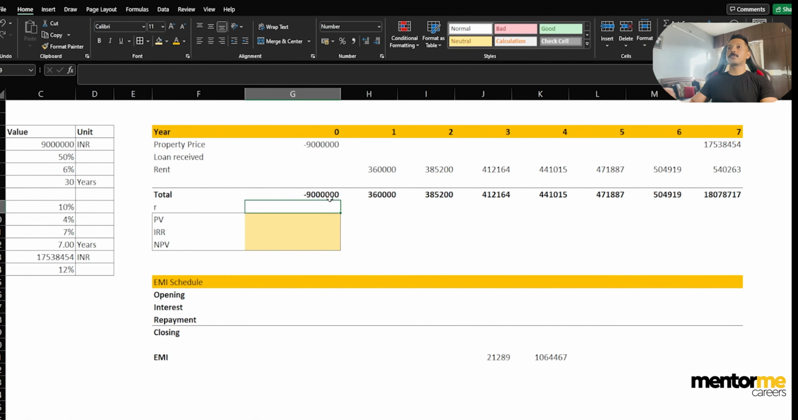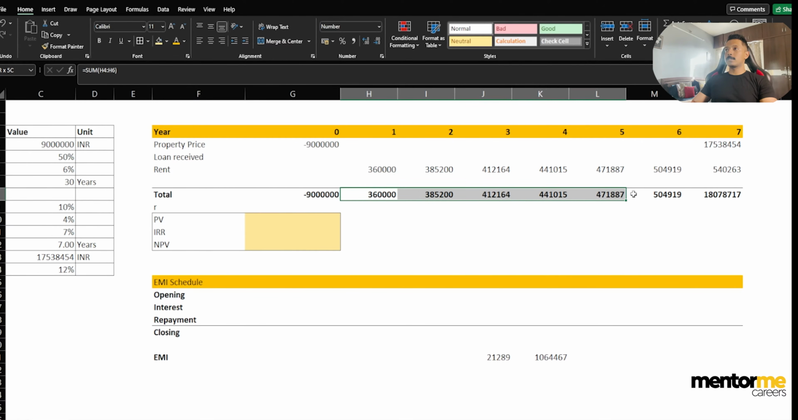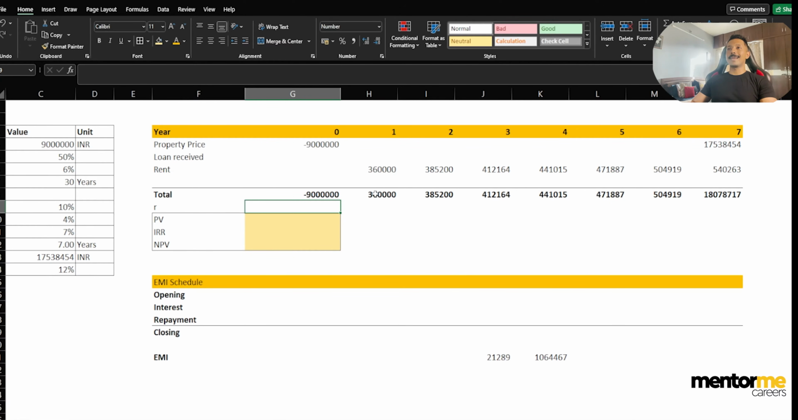So we want to find out the worth of all of these cash flows today. How do I get these values to today? We are sitting here, in 2022, in the G column. Now, these cash flows are happening in subsequent years: 2023, 24, 25, 26, 27, 28, 29. From each of these years, I want to bring it back to year 0. Now, the problem is, how do I bring it back?